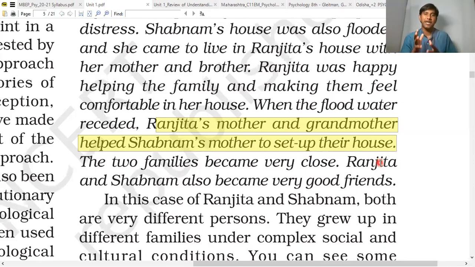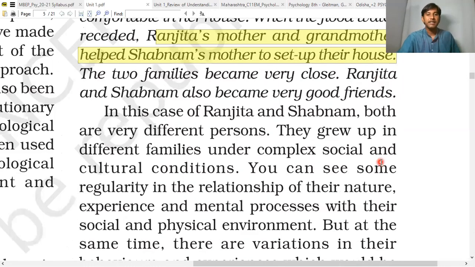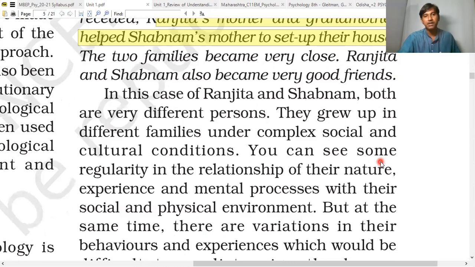See, the conditions, particularly the flood and monsoon conditions, gave a chance for the villagers to help each other, and even for these two classmates to become closer friends. Right? That's how social conditions can be a good factor. In this case, Ranjita and Shabnam are both very different persons. As I said, Ranjita's background is different, and Shabnam's background is different. Shabnam is from a middle class family where the father works in town and stays away from the family.